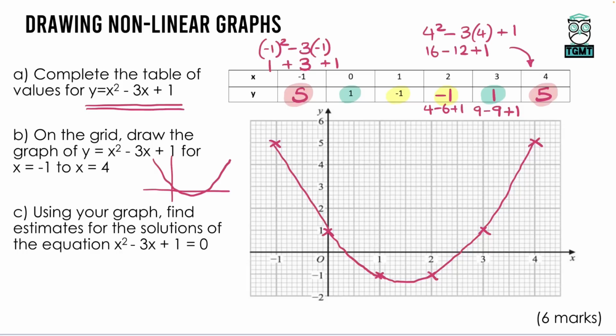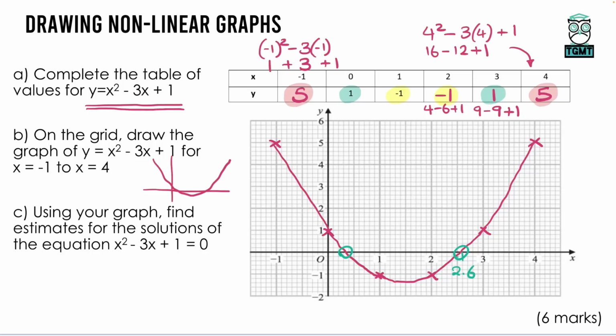Now for the final part here, it says using your graph, find estimates for the solutions of the equation. Now these solutions, sometimes also called the roots, are the points where it crosses the x-axis. So here I want to very carefully read this coordinate, and I want to very carefully read this coordinate. Now the one on the right looks a little bit easier to read. To me it looks like 2.6.